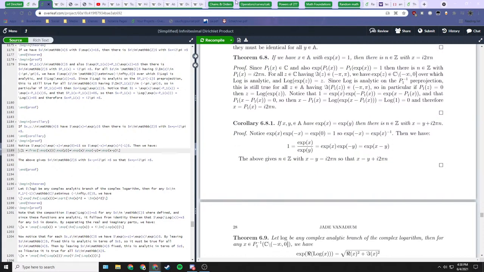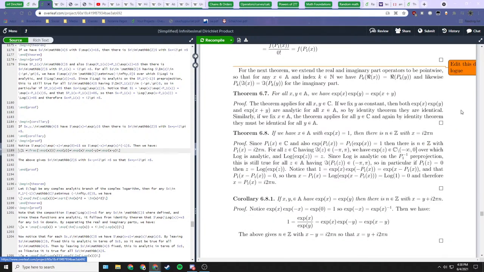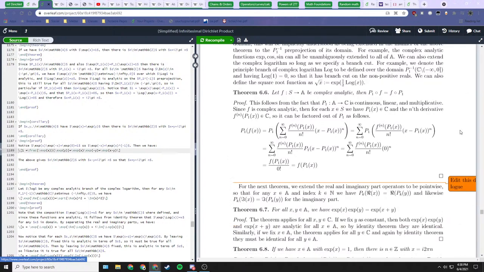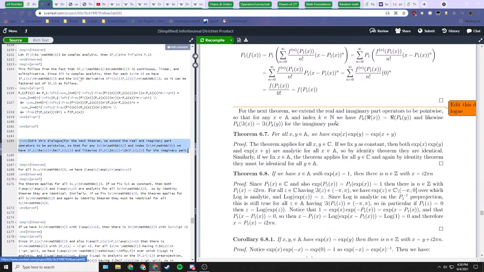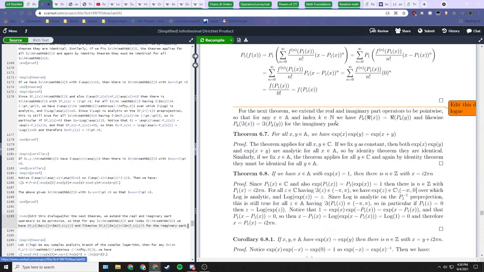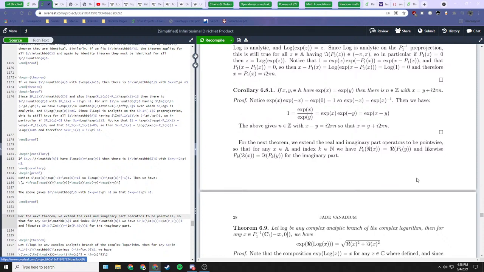So we can say, actually, yes, this is nice. Let's pull off this text here and put it down here, I think. So we have, for the next theorem, we extend the operators to be pointwise for any x and index k, we have this projection.